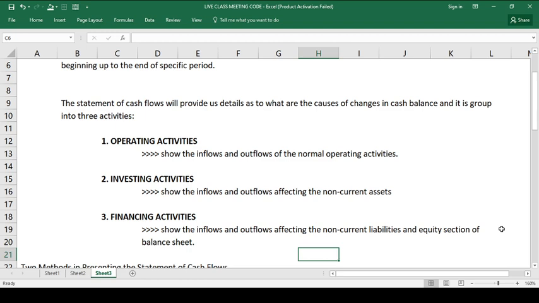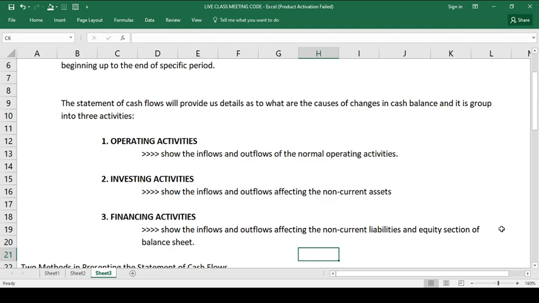So, again, in a statement of cash flow, there are three activities that we need to consider. We have the operating, the investing, and the financing activity.